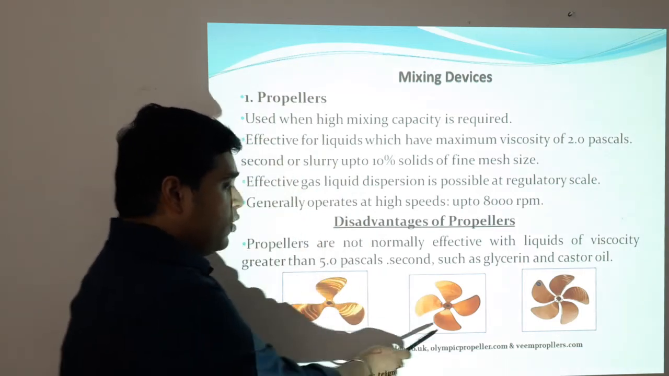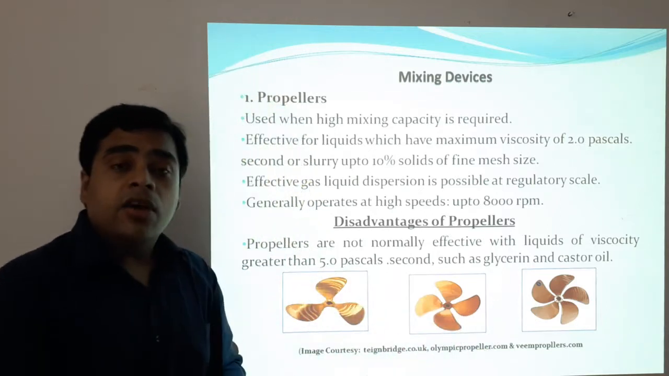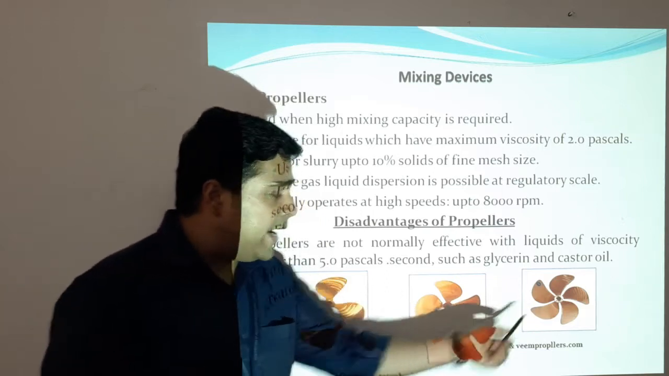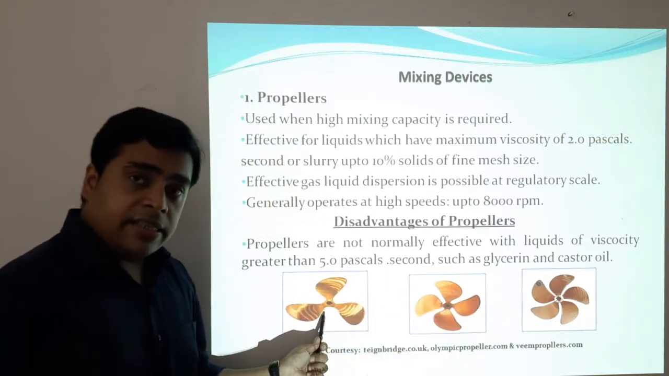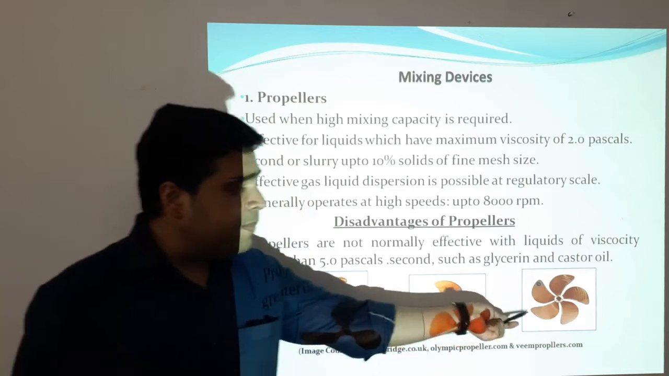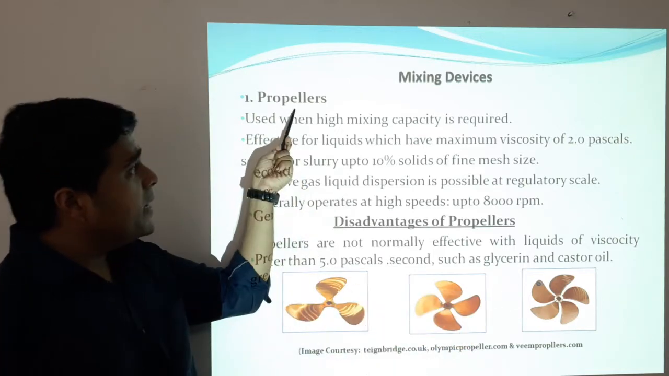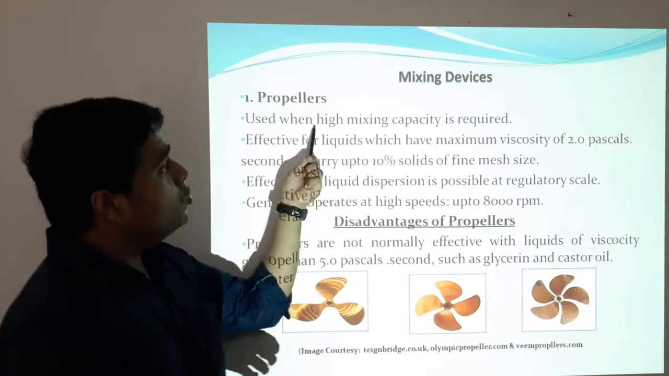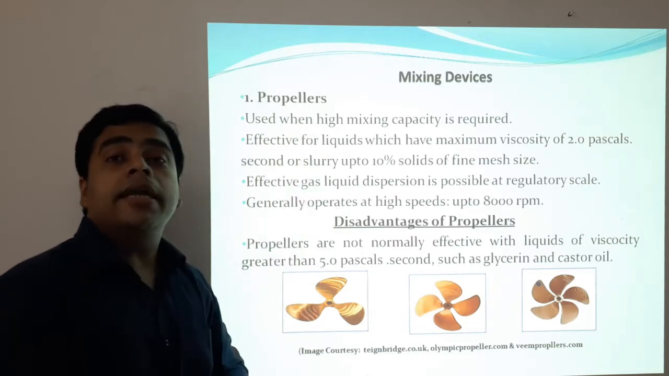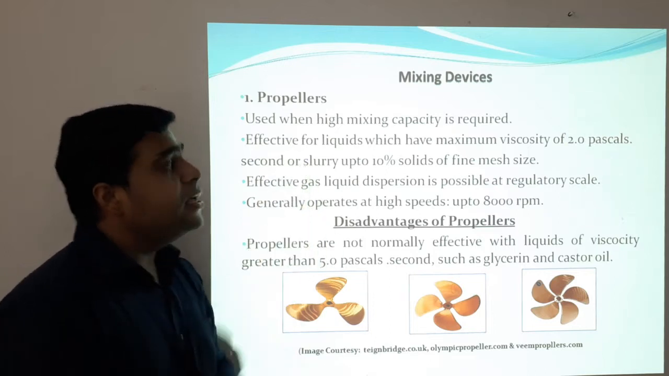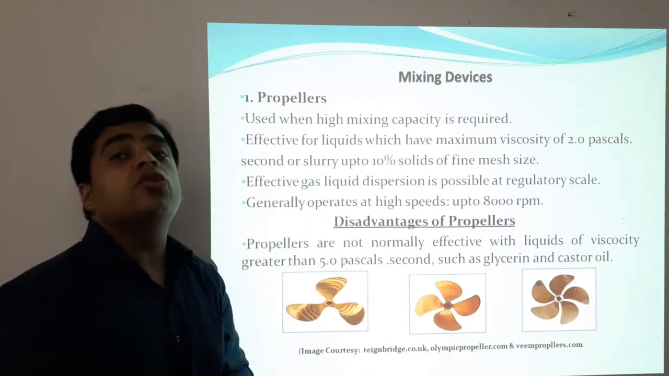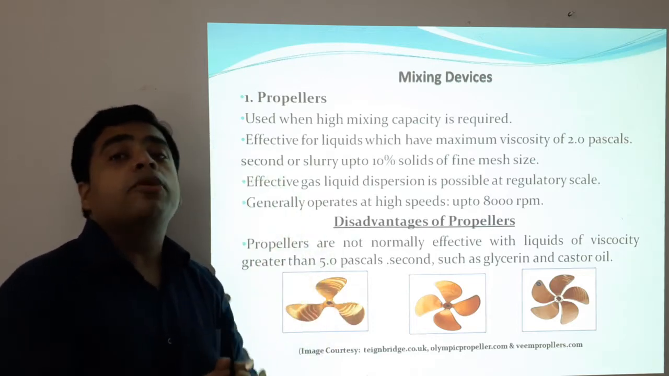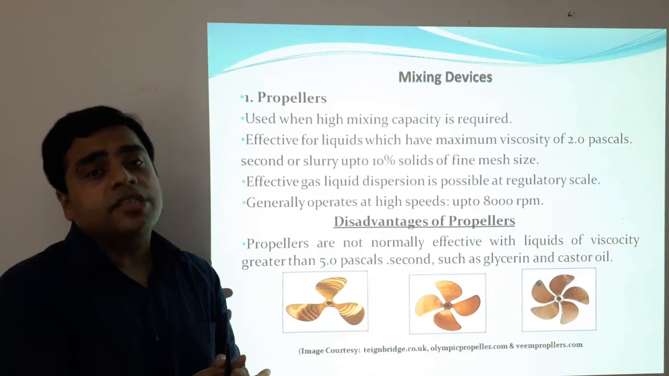So, these are the diagrams of propellers, or the blades which are connected to the impeller shaft. Check out the designs of the blades. We have a three bladed system, a four bladed system and a multiple bladed system also. These bladed systems are called propellers, and this is the basic design. It is used when high mixing capacity is required. It is effective for liquids which have a maximum viscosity of up to 2 pascal seconds, or slurry with up to 10% solids of a particular mesh size.